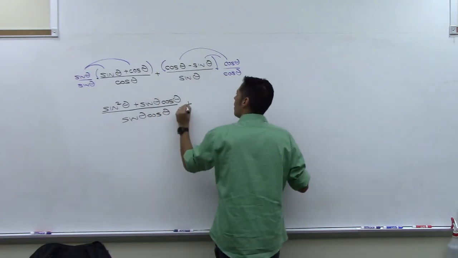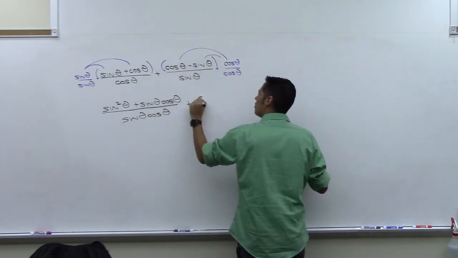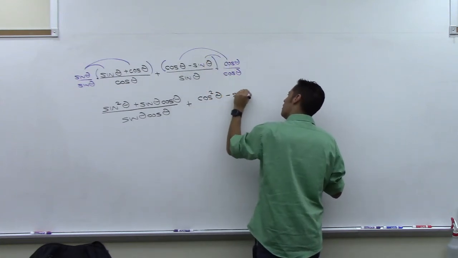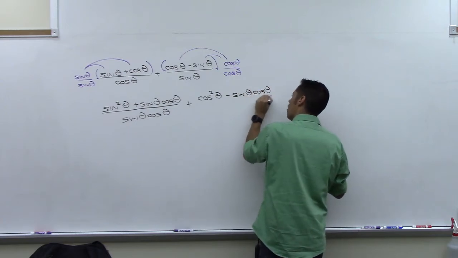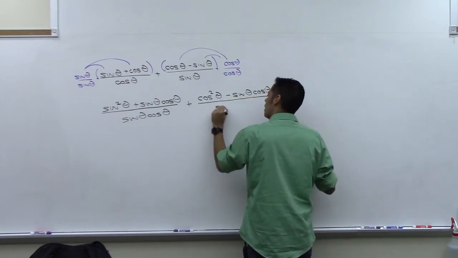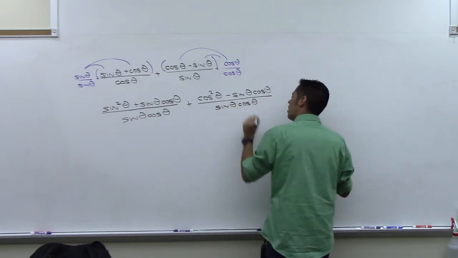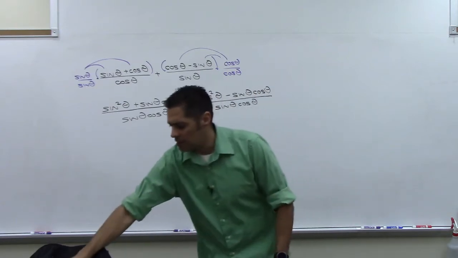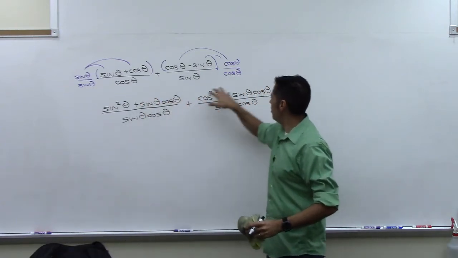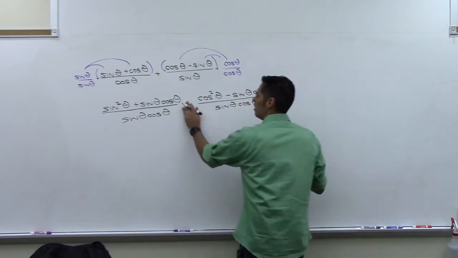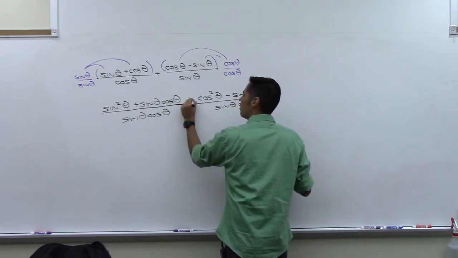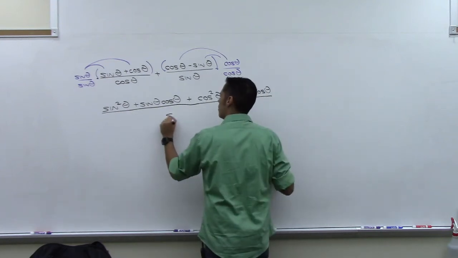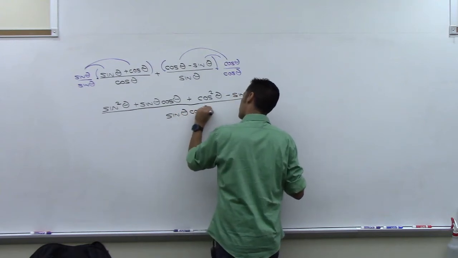Then I have plus. Now when I distribute here and here, I get cosine squared theta. And then this one to this one, I get minus sine theta, cosine theta. Then all over the common denominator, sine theta, cosine theta. So now I can put these together because they have the same denominator. To save myself some time, it's just going to be this plus this, all over the common denominator. So I'm really just going to group them together, the plus sign, and then all over that common denominator, which was sine theta, cosine theta.